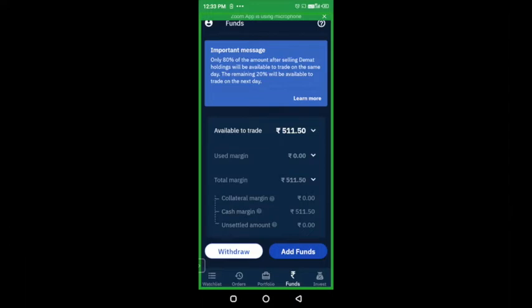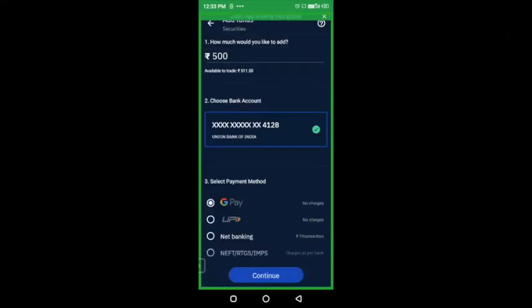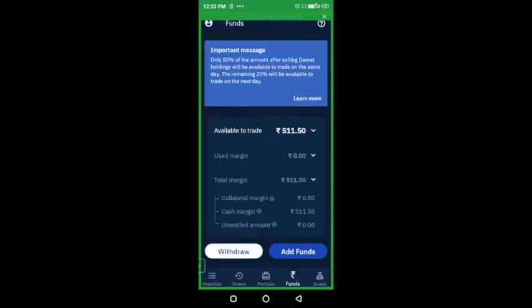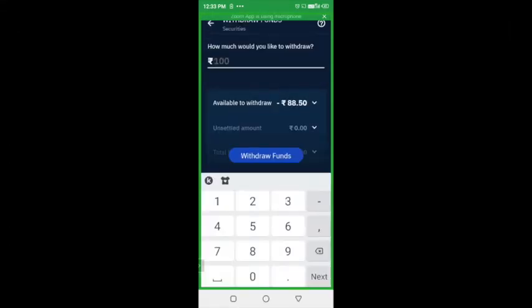So that's adding the money to the account, nobody has doubt, right? Add funds and you can directly do the Google Pay or net banking. That's it. Withdraw also. If you withdraw, click withdraw, enter the amount. Okay, you can withdraw the funds.